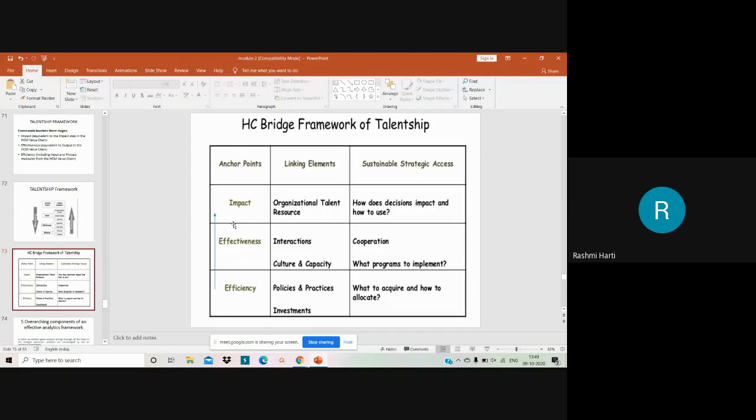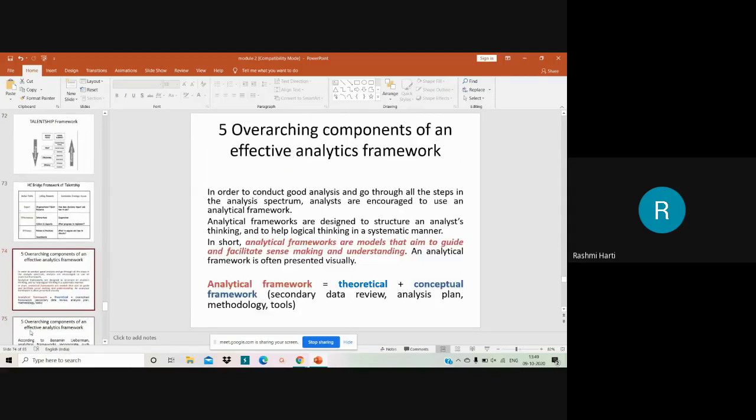Then coming down to effectiveness, it is nothing but interaction, culture, and capacity, that is cooperation between the employees, right? And what programs to implement. Then when we speak about impact, it is nothing but how do decisions impact and how to use the decisions. Okay. Then 5 overarching components of an effective analytics framework we'll look into in the next class.